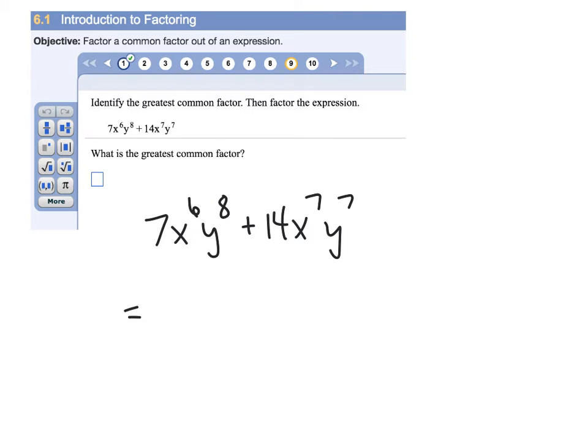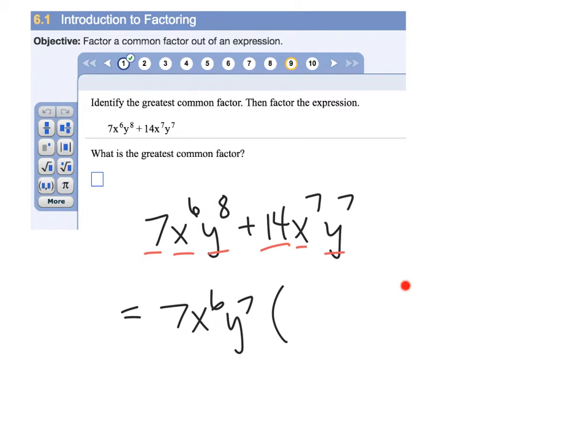Okay, so what do we have in common? Well, I see a 7 and a 14, so there's a 7 in common. And then I see that this has x to the 6th, this has x to the 7th, so they have an x to the 6th in common. And then I see that this has y to the 7th, this has y to the 8th, so they have a y to the 7th in common. And so that right there is our greatest common factor.